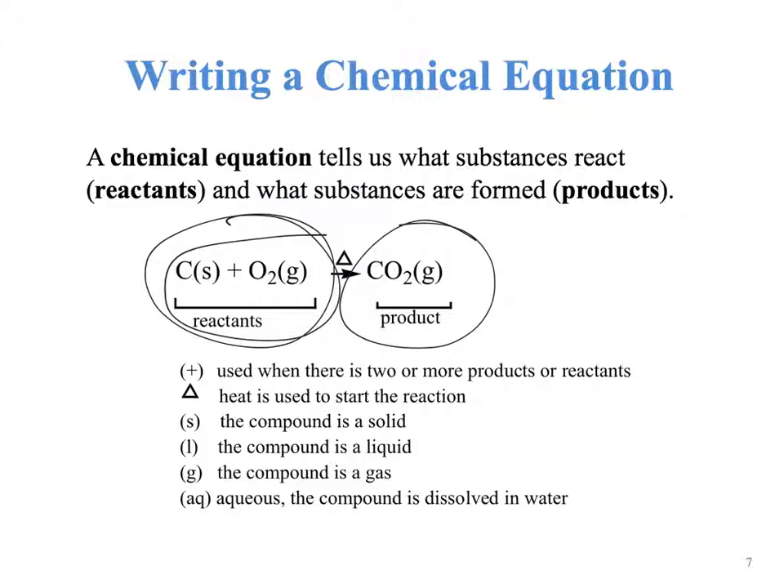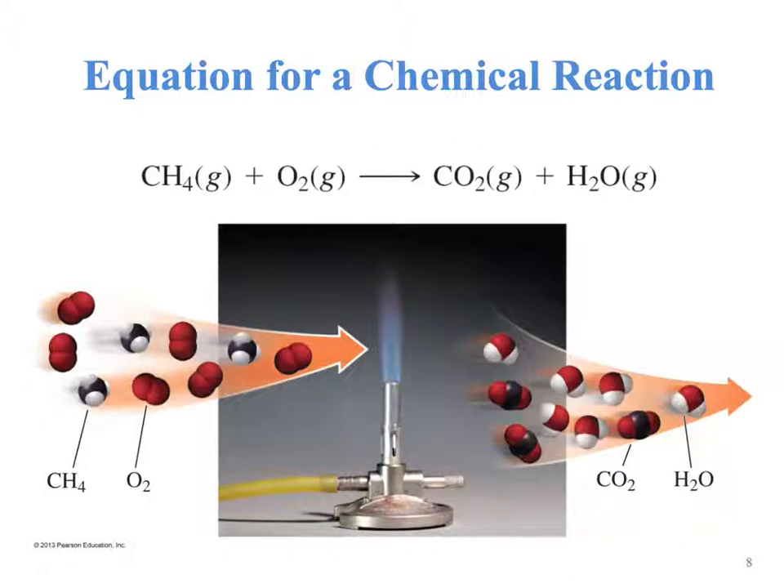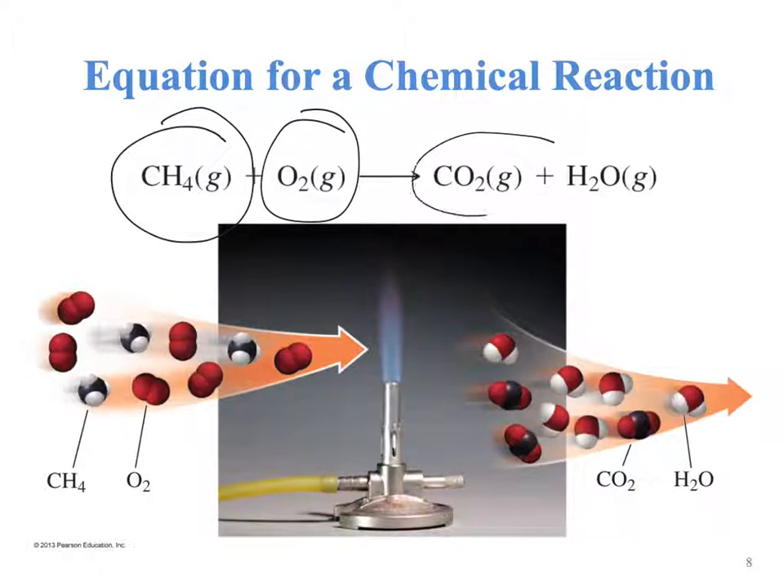We use a plus sign when we have more than one reactant. This triangle here means heat. Parentheses with s, l, g, or aq mean the physical state: s for solid, l for liquid, g for gas, and aq for aqueous. So in a chemical equation, we could say CH4 gas reacts with oxygen gas to form CO2 gas plus H2O gas.